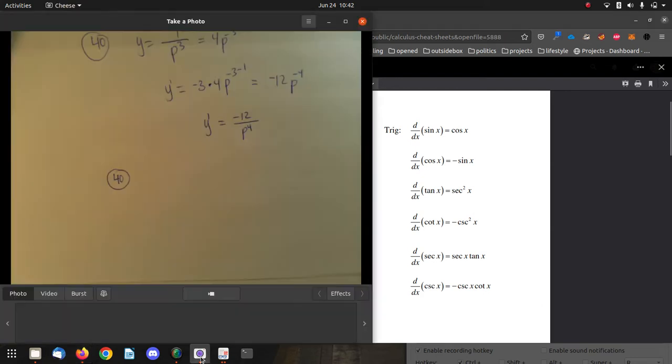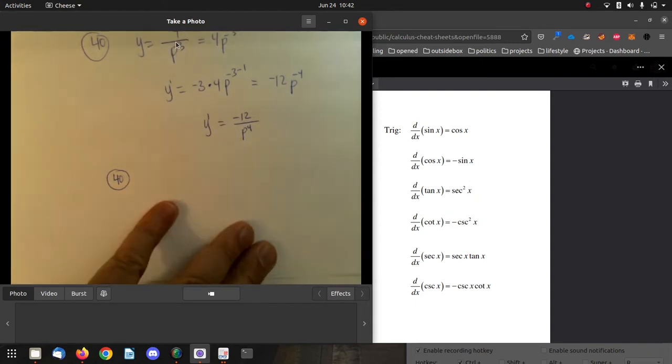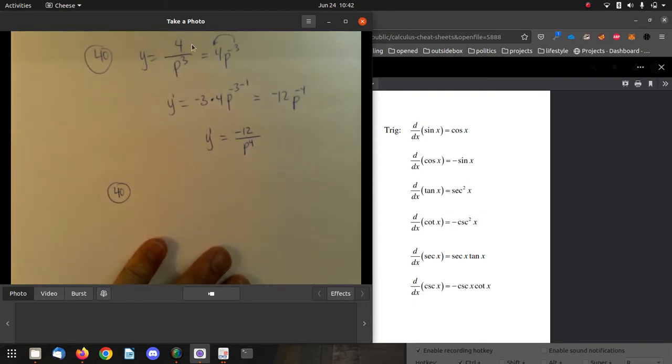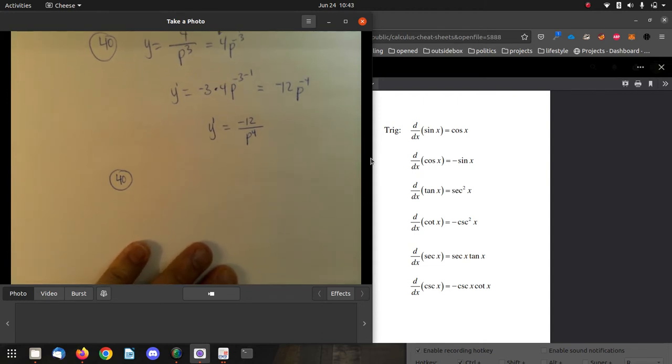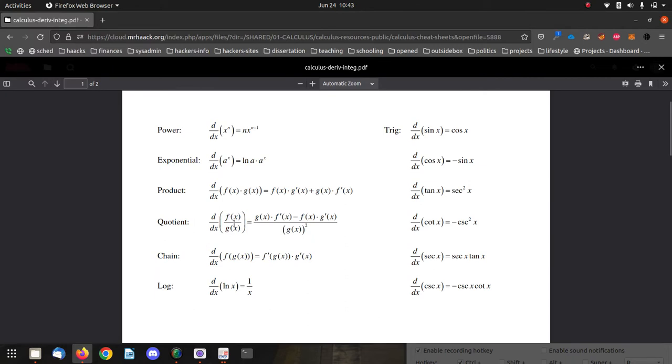And in this particular case, our f and g would be 4 and p cubed. 4 is a function. It's a small function, a simple function, but it's still a function. So this is function 4 divided by function p cubed, and that would be the f and the g in this case.